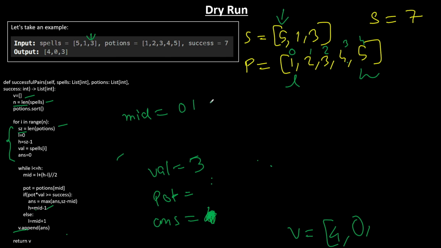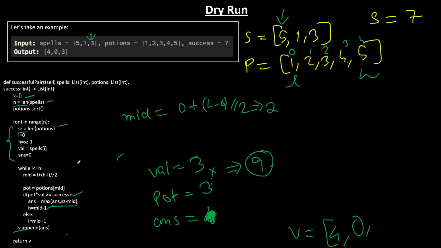It's 0 plus (4 minus 0) divided by 2, which gives me 2, right? So mid value is 2. So value will be 3. So for this portion, if you multiply both of them, we get 9. Okay, so therefore, after that, this part is done.